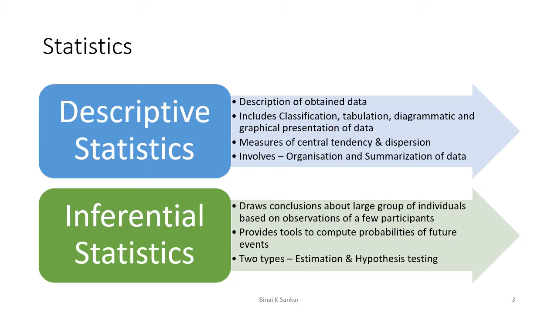There are two types of inferential statistical methods. One is for estimation and the other one is for hypothesis testing. Estimation refers to estimating things like a point estimate or a confidence interval, etc. Whereas hypothesis testing is testing a hypothesis to say whether the hypothesis is acceptable or not.